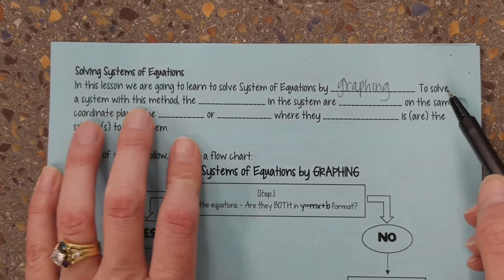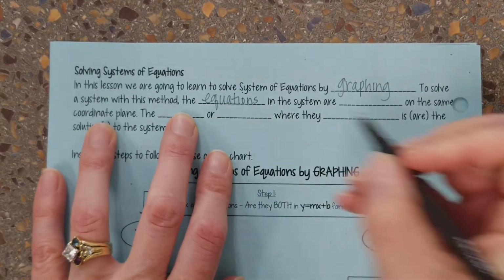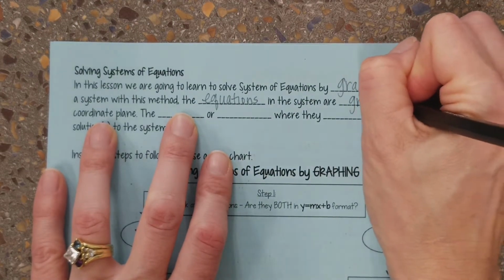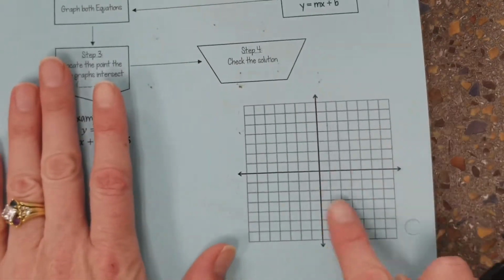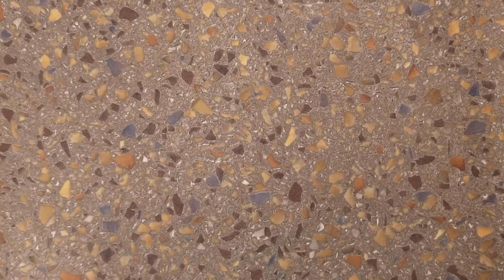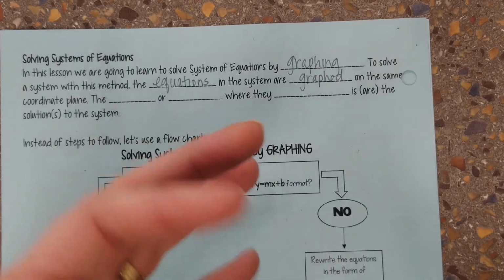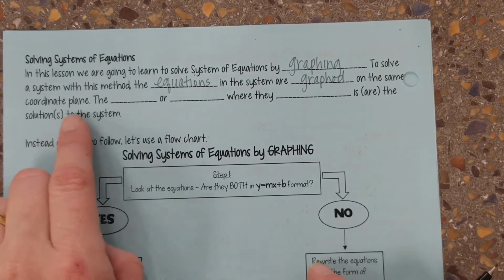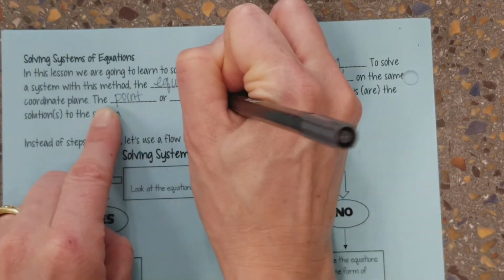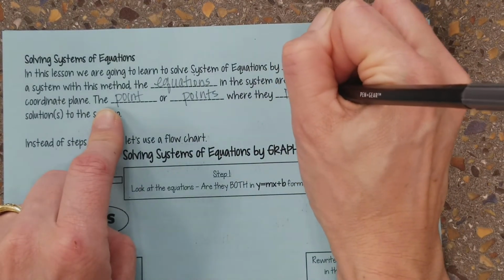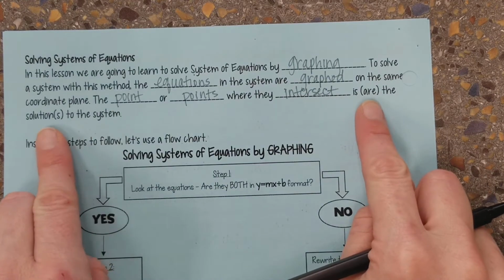To solve a system with this method, the equations in the system are graphed on the same coordinate plane. Now remember, this is a coordinate plane right here. We graph them both on the same one, just like we did with the inequalities, only this time we don't have to worry about dotted lines and solid lines. We don't have to worry about shading. We're just going to graph them. The point, or points, because if it's the same line, it has more than one point, where they intersect is the solution to the system, or they are the solutions to the system.